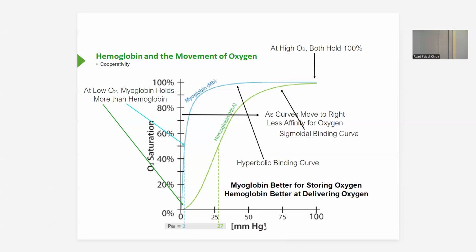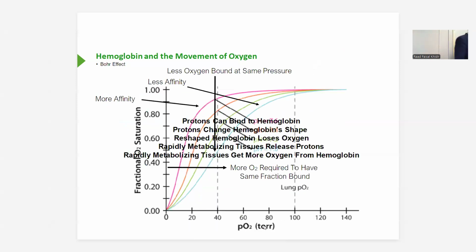So that Bohr guy, he's the father of Niels Bohr, the guy who, remember when we discussed the atom, the isotope, one has neutron, one has proton. That was Niels Bohr. This is his father. So now the father, he did this. He said, this graph: protons bind to hemoglobin. Protons change the hemoglobin shape. The reshaped hemoglobin loses oxygen. The rapidly metabolizing tissue releases protons. Rapidly metabolizing tissue gets more oxygen from hemoglobin.